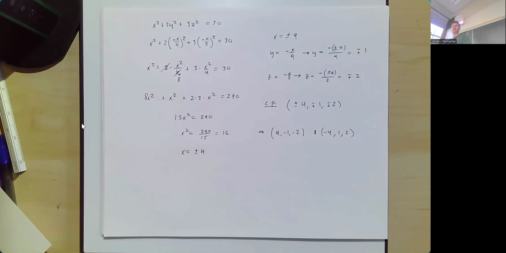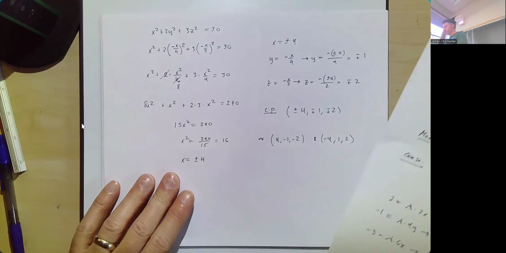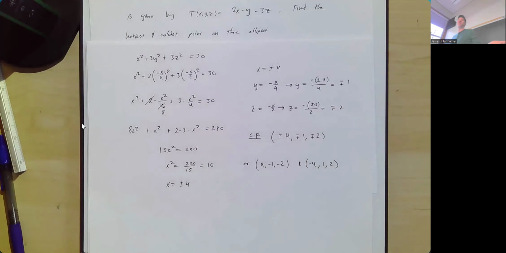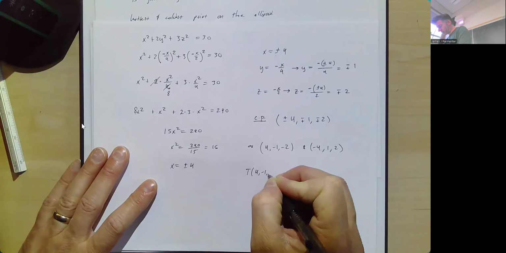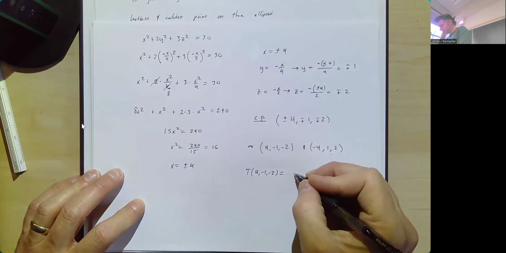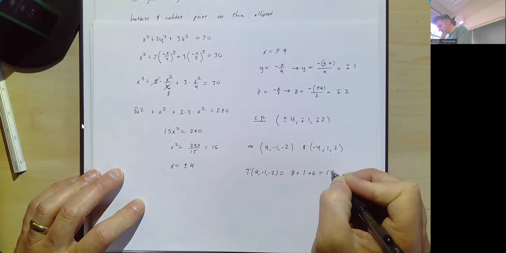Which one's the hottest? Well, let's go look back at the original thing we were trying to maximize. We look back at our temperature function here. The temperature at, well, I really just plug in, is what I should do. So the temperature at (4, -1, -2) is going to be 8 plus 1 plus 6, which is 15.